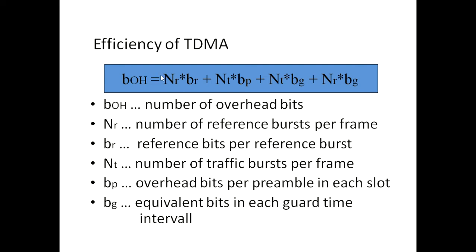And this is the formula used to calculate the efficiency of TDMA based on the number of bits in different fields like reference burst and traffic burst. B_OH is the total number of overhead bits added before and after the information in each and every frame of the TDMA. N_r is the number of reference bursts and b_r is the number of bits in the reference burst. N_t is the number of traffic bursts, and b_t is the number of bits in the traffic burst, that is after information. b_p is the overhead bits per TDMA, and b_g is the number of guard bits.